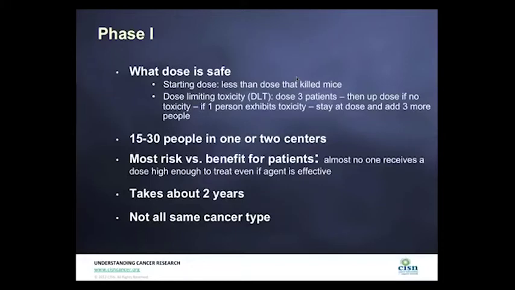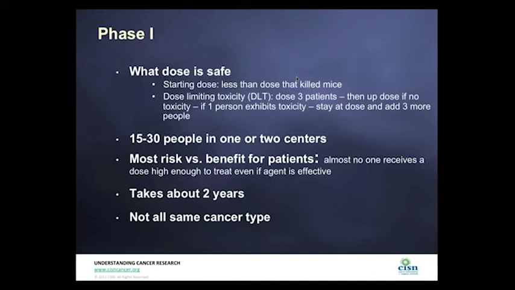It usually takes about 2 years to accrue and to get this data, and it doesn't have to be people with the same cancer, so it can be anybody with a cancer. They're just trying to see how much of a drug they can give before people start having side effects. So that's the purpose of a phase one.